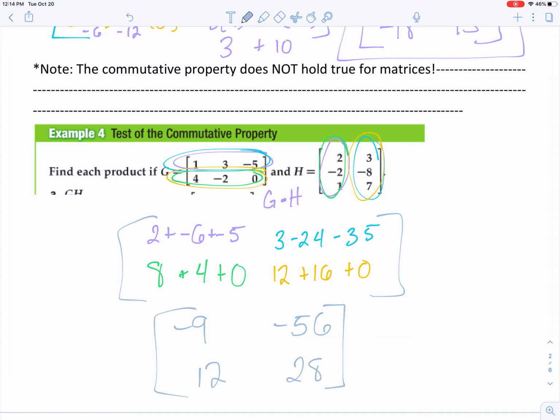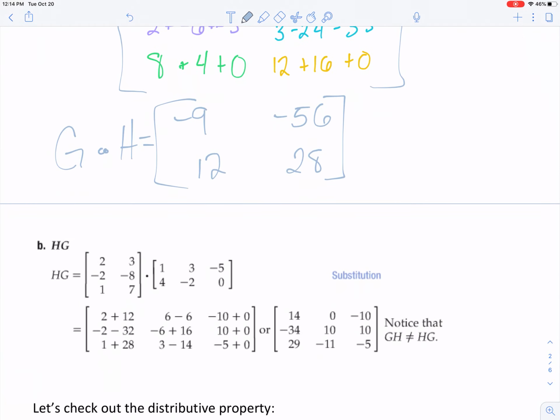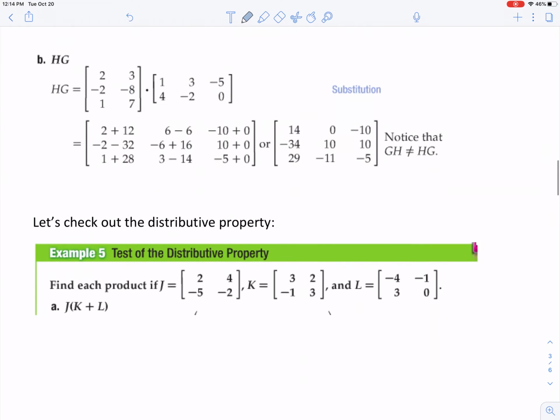So this is the answer I get when I took G. Oops, that wasn't a very good G. When I took G times H, it gave me that. Check it out. They already did H times G for you. Notice, not the same matrix, okay? So it matters what order you multiply in. Make sure you multiply in the correct order.